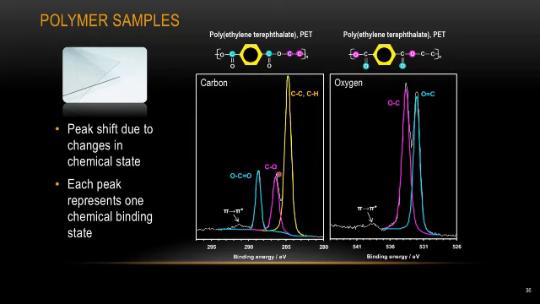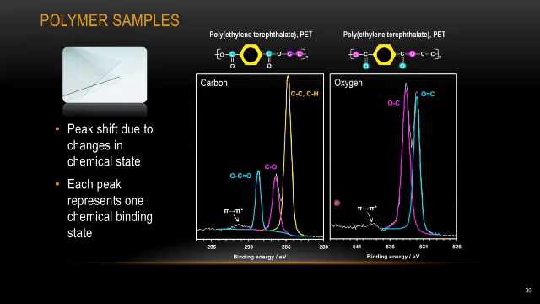But we can differentiate between a single C–O bond and a C=O double bond, and we can tell the information we get from the spectrum corresponds to the molecular structure of our sample. So this sample is just a PET polymer. And same thing for the oxygen. We can differentiate between the oxygen-carbon double bond and single bond, and that also corresponds to the molecular structure of the PET polymer.